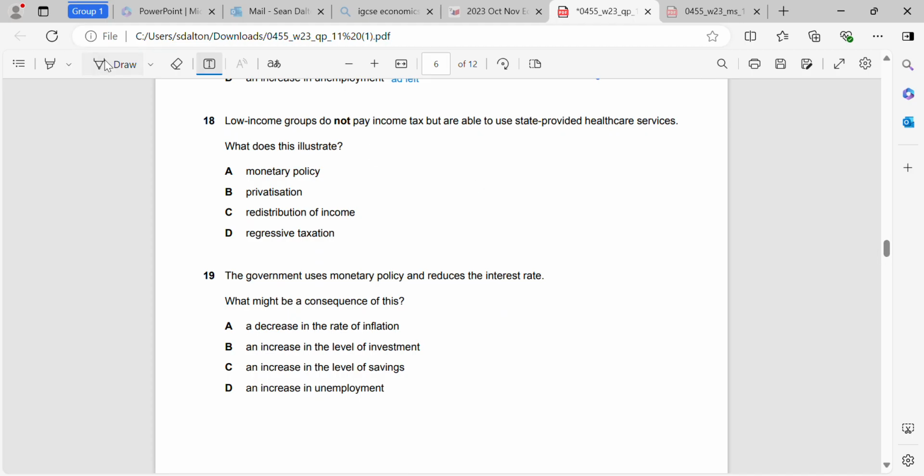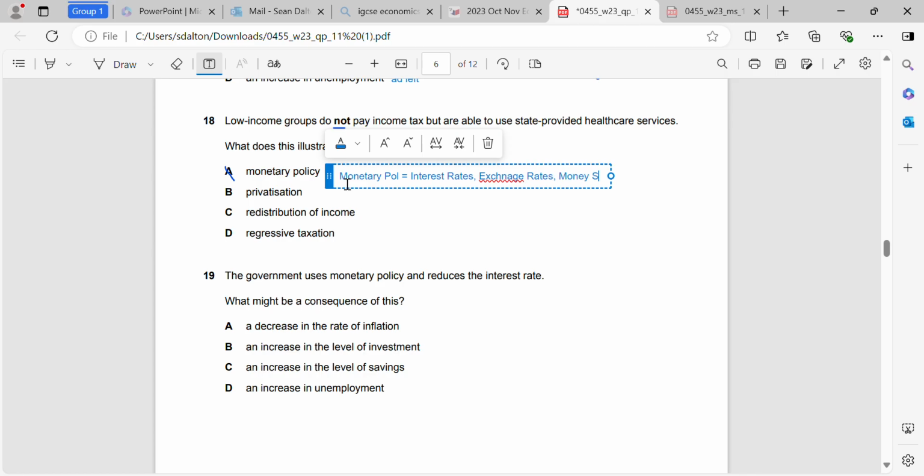Question 18. Low income groups do not pay income tax, but they are able to use state provided healthcare services. What does this illustrate? Okay. Does it illustrate monetary policy? No, because monetary policy is only the use of the following tools. So monetary policy is interest rates, and monetary policy is affecting AD. Interest rates, exchange rates, money supply, etc.